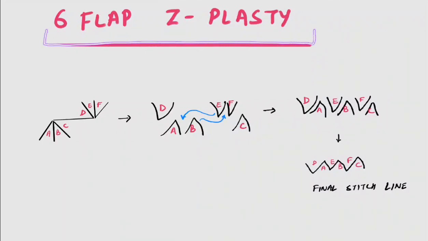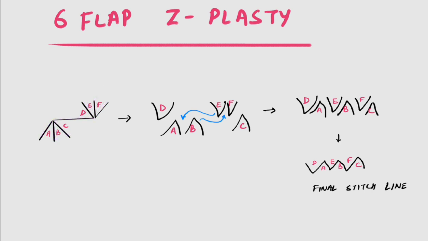Let's understand another modification of the Z-Plasty known as the 6-flap Z-Plasty. Here we mark the central limb over the scar and then create 3 flaps, each at an angle of 45 degrees. So this angle will be 45 degrees, this will also be 45 degrees, and this will also be 45 degrees at either end of the central limb. Therefore we create a total of 6 flaps named flap A, flap B, flap C, flap D, flap E and flap F.